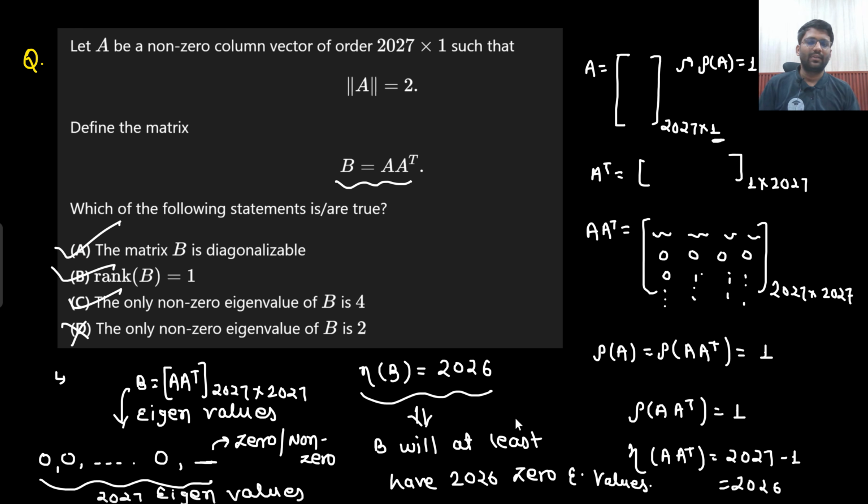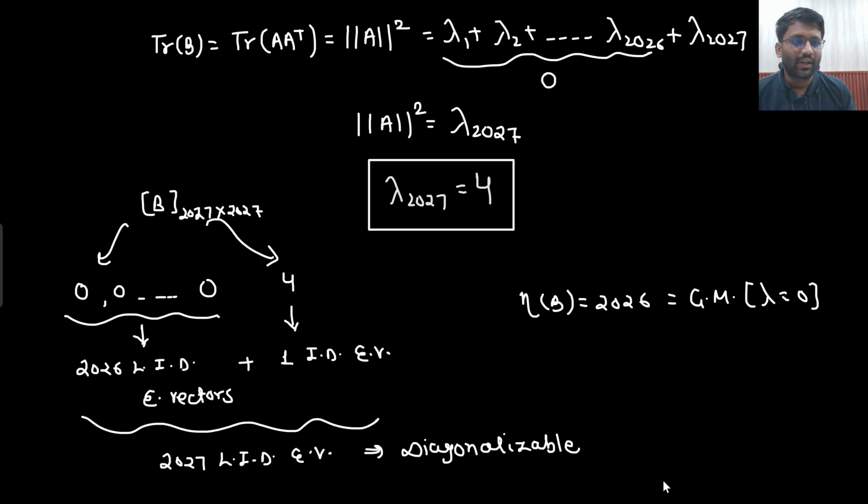It is diagonalizable. So matrix A was given, the length was given, A into A transpose we could think. Can we comment on the rank? Yes. If we comment on the rank, can we comment on the nullity? Yes. If we know the nullity, then we also know the geometric multiplicity. Along with that, trace of B represents the length square. So one non-zero eigenvalue has to be there, and that non-zero eigenvalue will be 4.